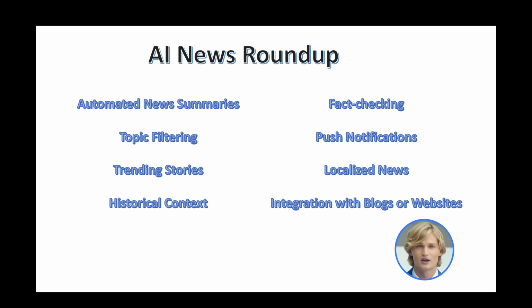4. Historical context. When presenting news, provide historical context or reference previous related news for better understanding. 5. Fact-checking. Link news stories with fact-checking sources or provide a credibility score based on the originating source. 6. Push notifications. For users who want to stay updated, they can receive periodic notifications of top stories or breaking news. 7. Localized news. Offer news tailored to the user's geographical location or regions of interest.